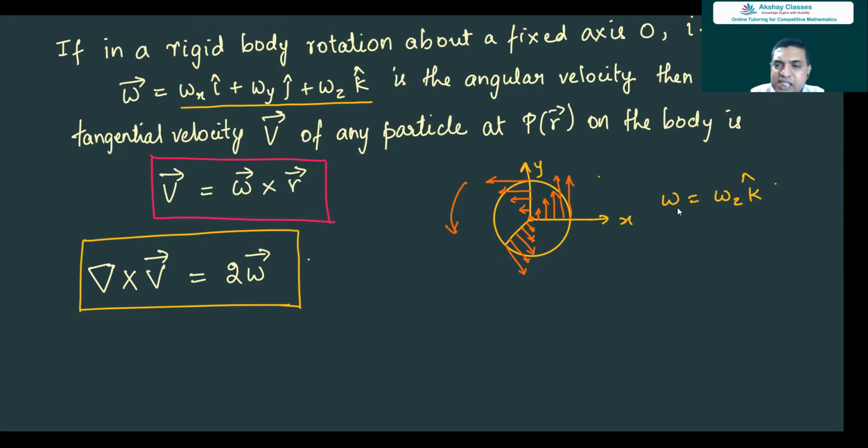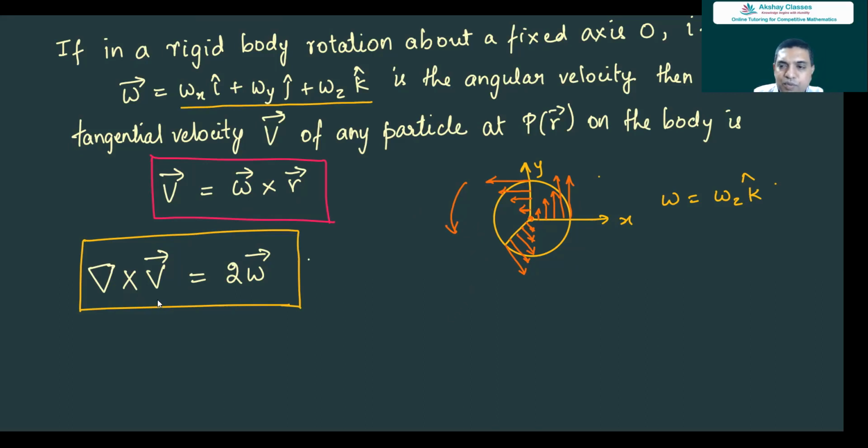Now, the curl of this velocity vector. This velocity vector keeps on changing. It is omega cross r, and it keeps changing. And del cross omega cross r is how these velocity vectors are changing in x, y, and z direction.